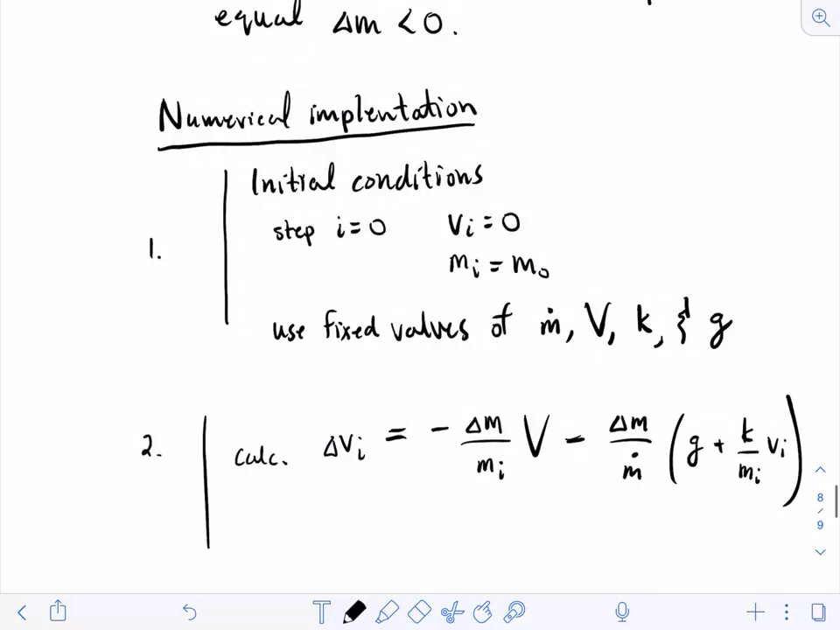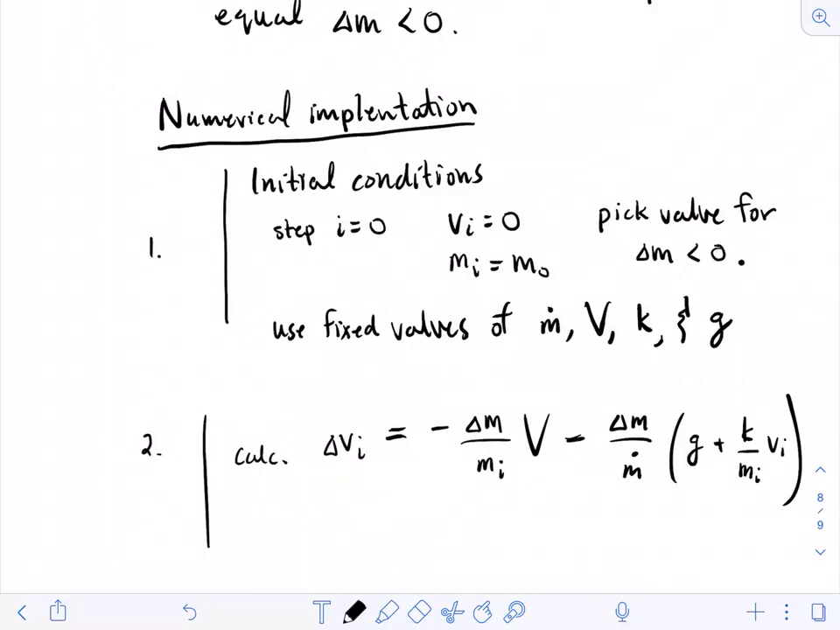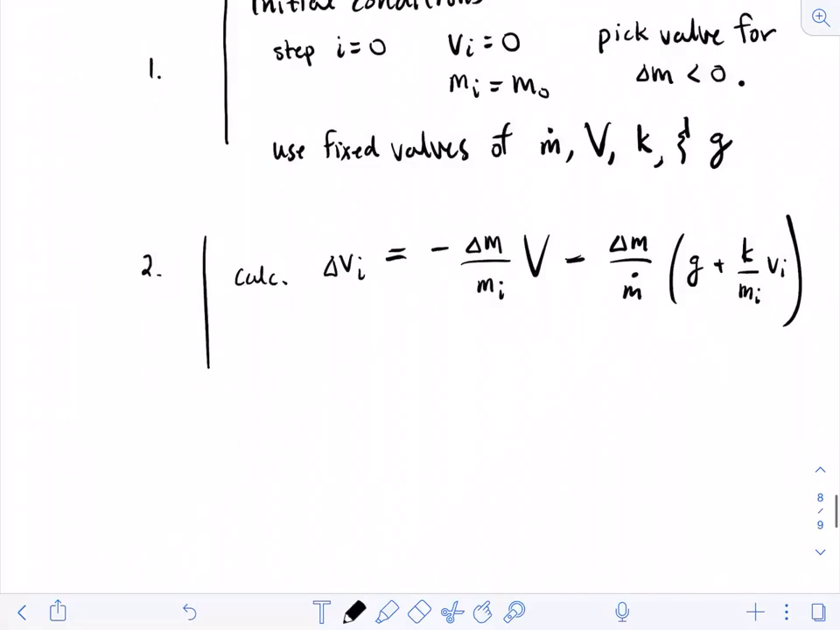What I should have said is that in this first step, we also have to pick a value for delta m, and it's going to be some small negative number. Okay, so we calculate that delta v_i.